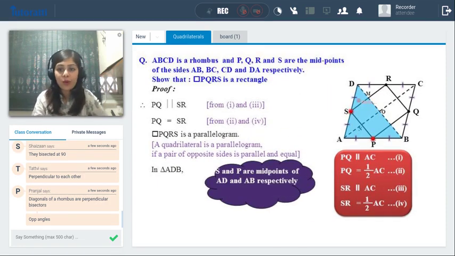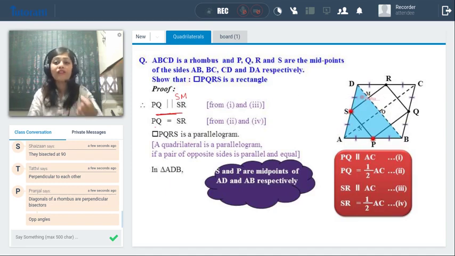If you look at SMOZ, we already know that SR is parallel to PQ. Yes, students, what we know is SR is parallel to PQ. Now, can I say instead of SR, can I call it SM? Yes, obviously SM is a part of SR. Instead of PQ, can I say SR is parallel to AC, right?